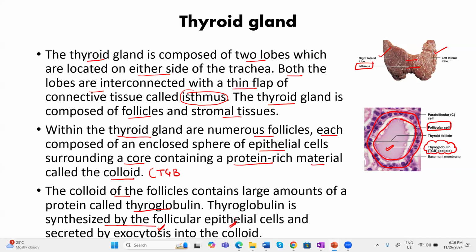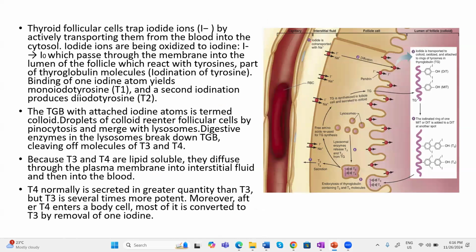Now, let us study how the follicular cells prepare hormones. First of all, understand this diagram carefully. This is a follicular cell. Clear, beta? And this is the lumen of the follicle, also known as colloid, because here the protein is present. This is a blood capillary. And from the blood, what is going on? First of all, iodine is transported into the follicular cells by secondary active transport in the form of iodide ions. Is it clear?